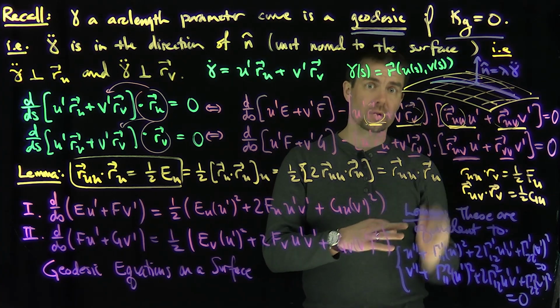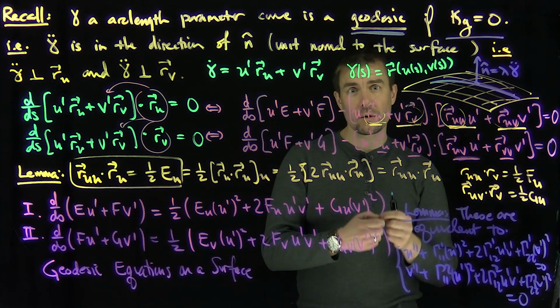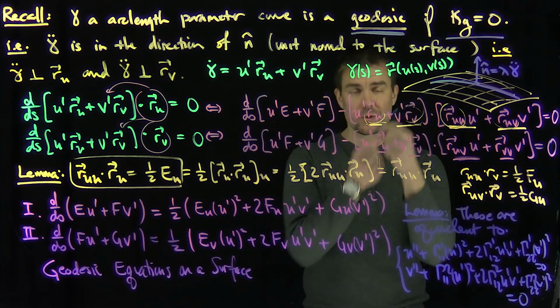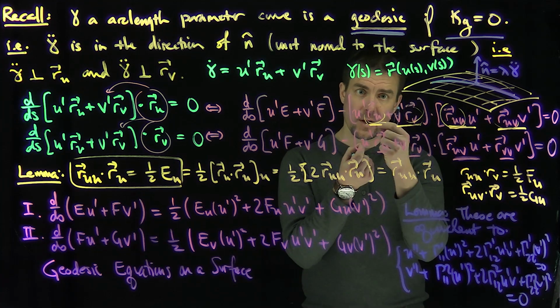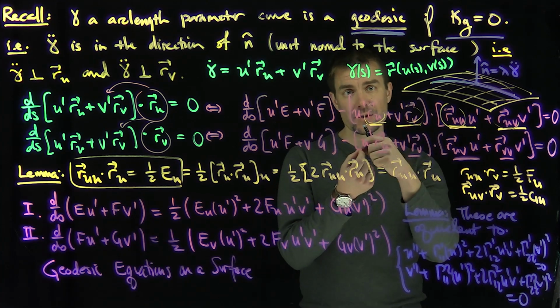So in other words, these geodesic curves, defined in terms of geodesic curvature vanishing, are exactly equivalent to the curves which locally minimize the distance between 2 points on a surface. So if I want to go from point A to point B on a surface, I have to find the geodesic that traverses those 2 points.